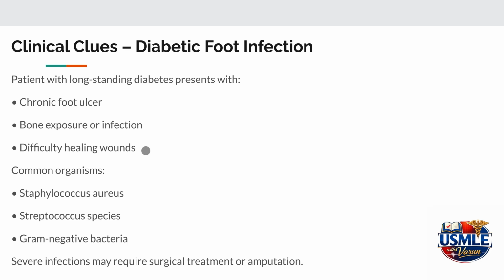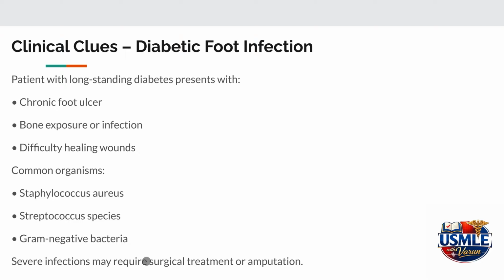In the exam questions that we're going to solve and practice, diabetic foot osteomyelitis is often suggested as a classic scenario. The patient typically has long-standing diabetes, presents with a chronic foot ulcer, and this foot ulcer fails to heal. There may be exposed bone, deep infection, or we can also see foul-smelling discharge in some cases. Common organisms involved include Staphylococcus aureus, Streptococcus species, and various gram-negative bacteria.